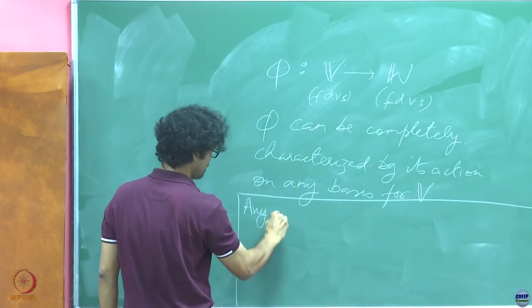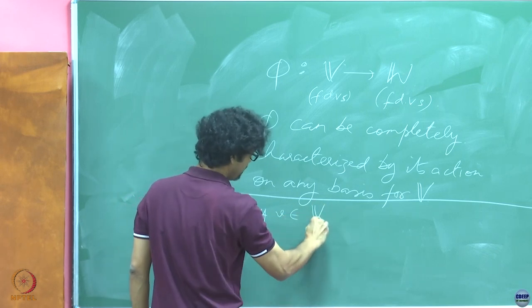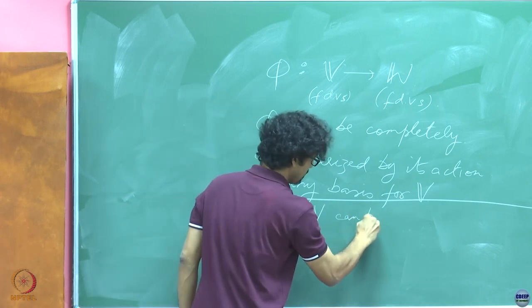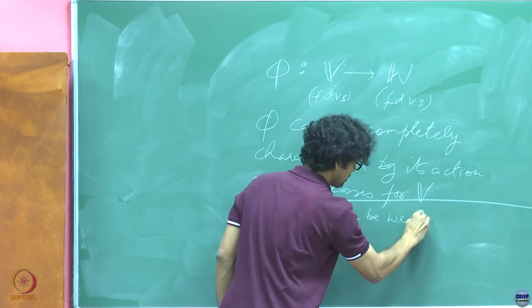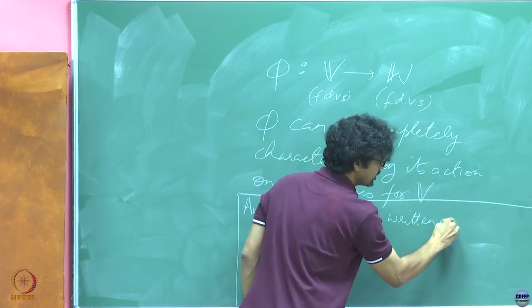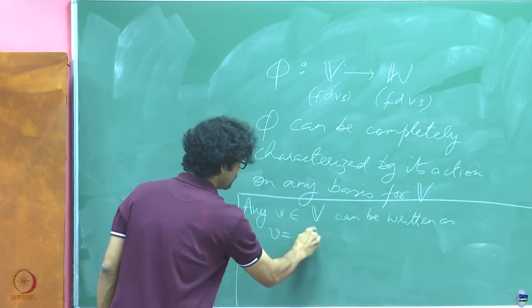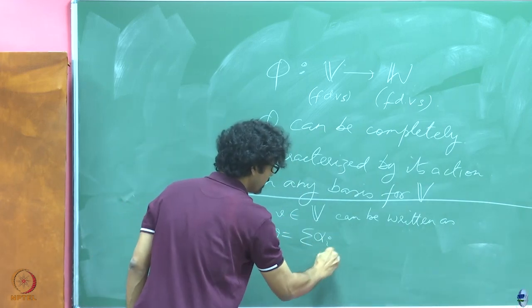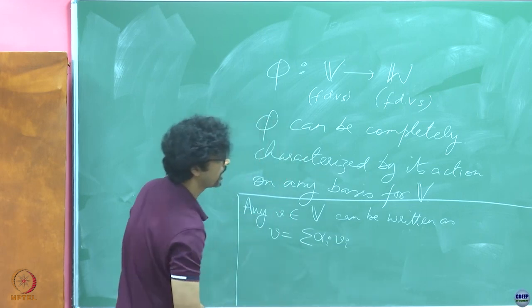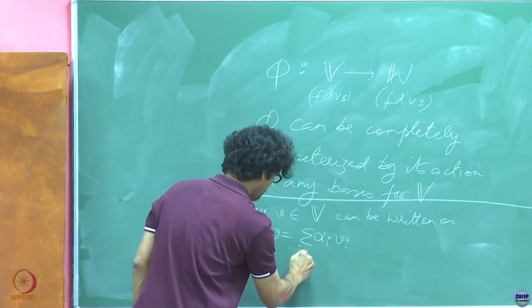Any V in V can be written as V is equal to summation alpha I VI, I going from 1 through n.